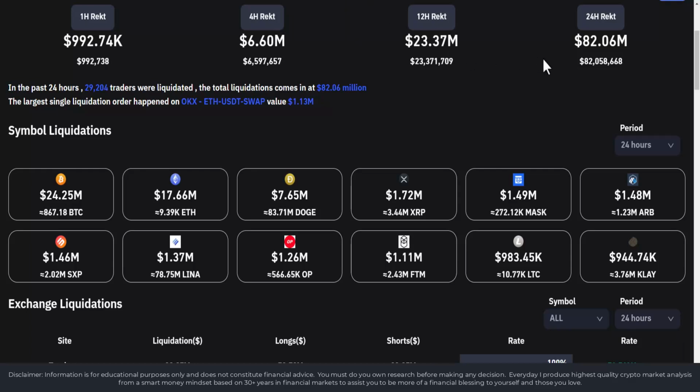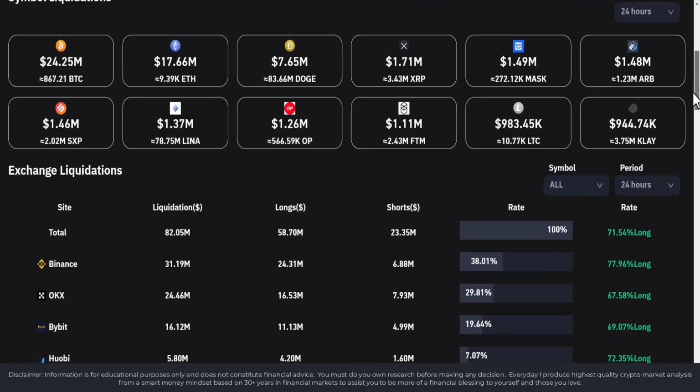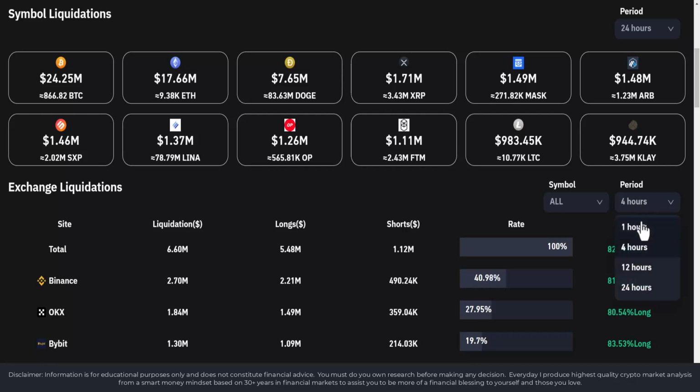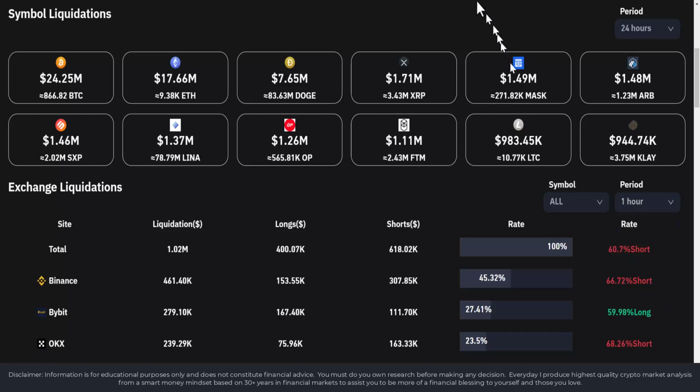In the past 24 hours, there's been 82.06 million in total liquidations across 29,204 positions. And when we look at total liquidations across the past 24 hours, and this is what I'm going to start to drill down on and give you a little bit of an edge inside the market, about 72% of total liquidations were long. Now you've seen it go up to 76% long. What about the past 4 hours? It's gone up again, 83% long. But what about the past hour? It's turning around, 61% short.